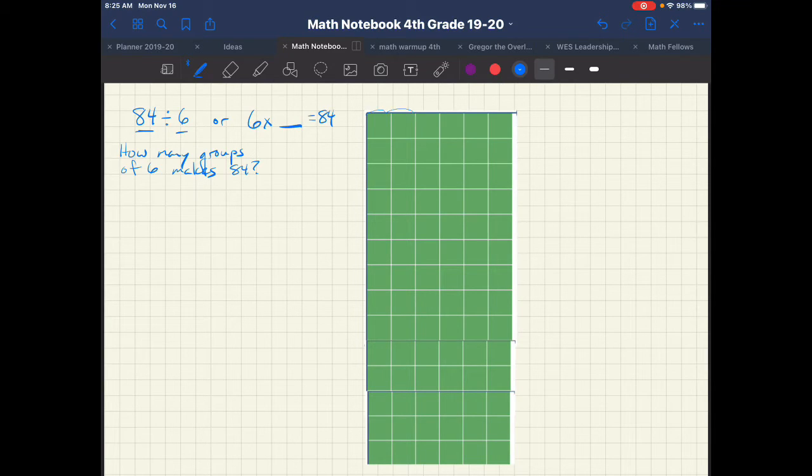So there are 1, 2, 3, 4, 5, 6 across here. So 6, it's how many rows of 6? 6 times what?